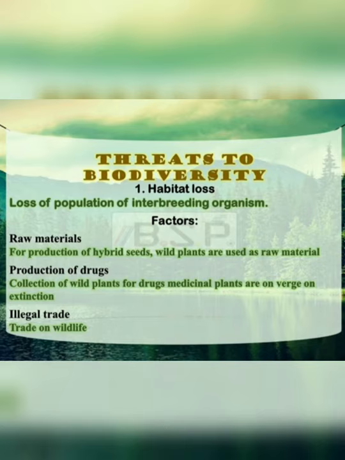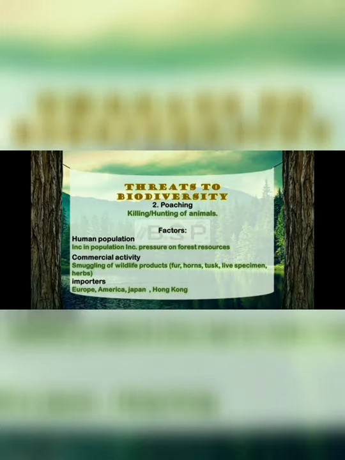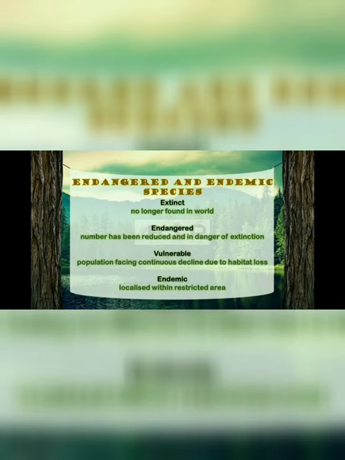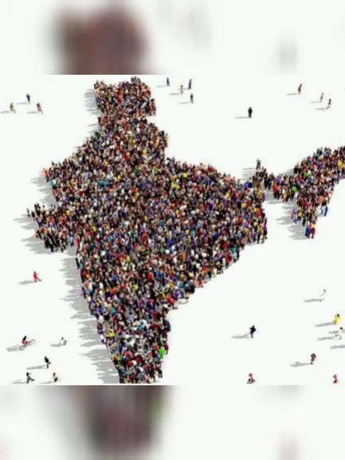First is habitat loss due to increase in human population. Due to great increase in human population, there is a rapid decline of biodiversity because more and more land is needed for agriculture, housing, for making roads, for construction of dams, etc.